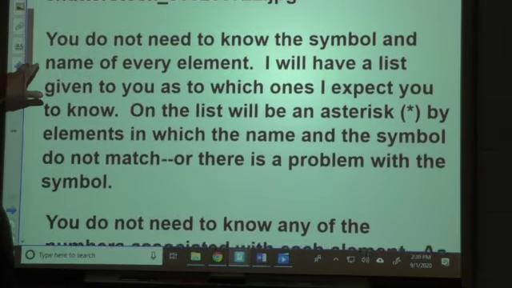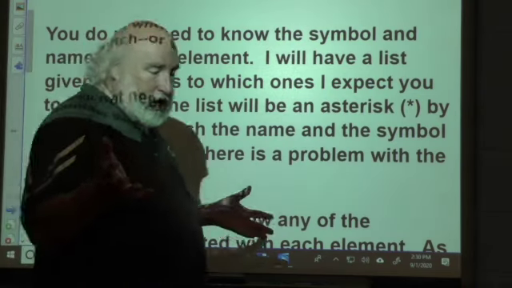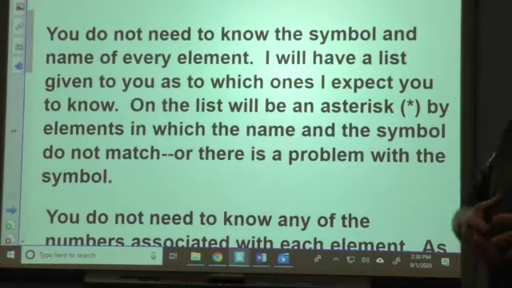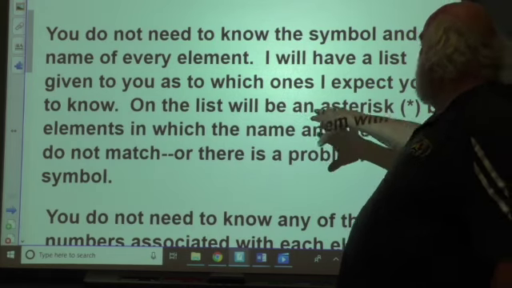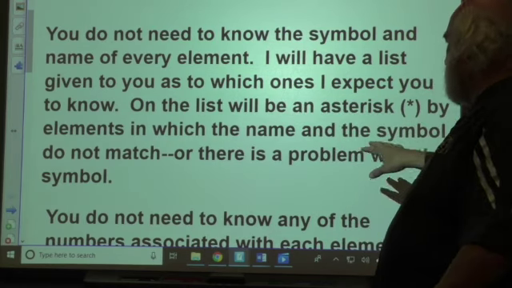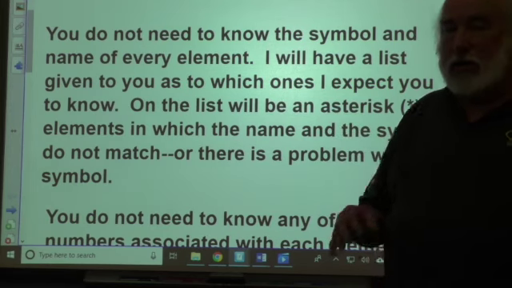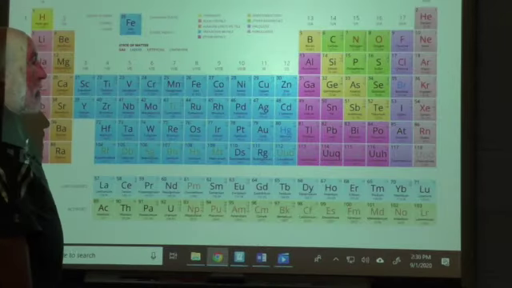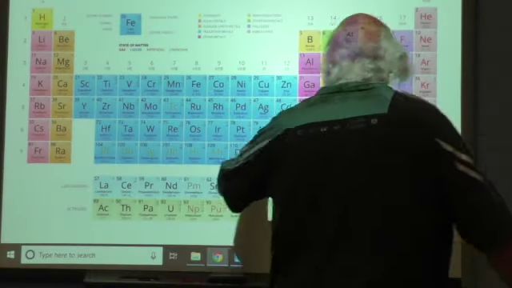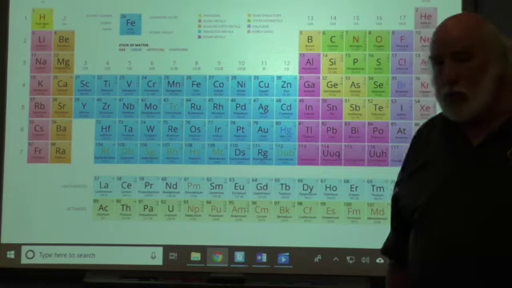Now, let's talk about that. So like I said, you don't need to know the symbol and name of every element. The list I give to you is the one that you need to focus on before you come back to see me. On the list will be an asterisk by the elements in which the name and the symbol do not match. And you'll notice in the periodic chart, let's take an example. Here's element number 79, it's gold. Gold has the symbol of AU.